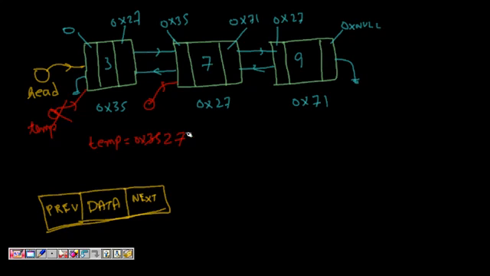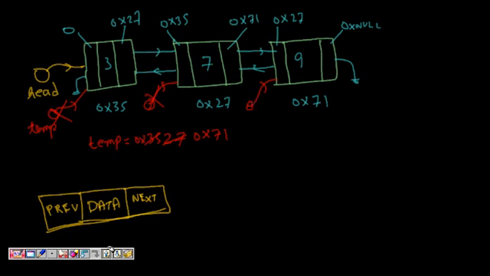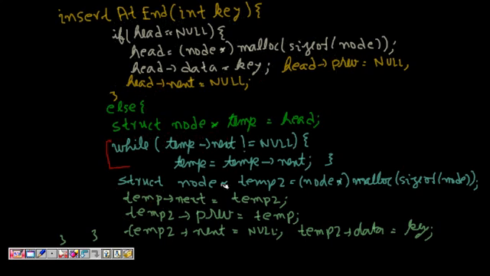So it is 27. And now again it checks, is temp next, which is 0x71, is it null? So it's not so. So it makes temp is equal to temp next. So temp become now 0x71, and pictorially it points here. Okay. So after this, again the while loop runs and it checks, is temp next null, and it finds that yes, it is null. So it stops. So by these two lines of the code, we find that temp points to the last element of the doubly linked list.